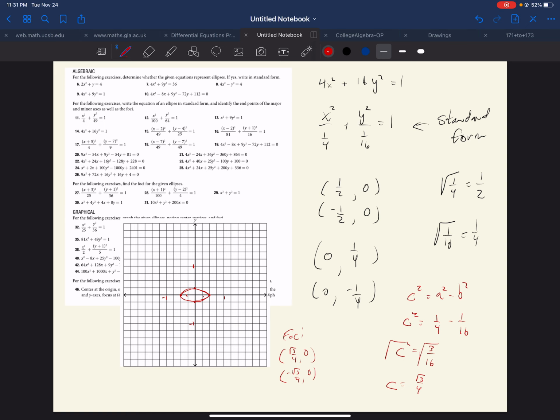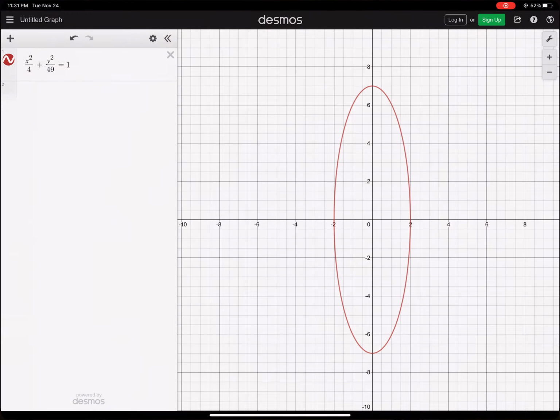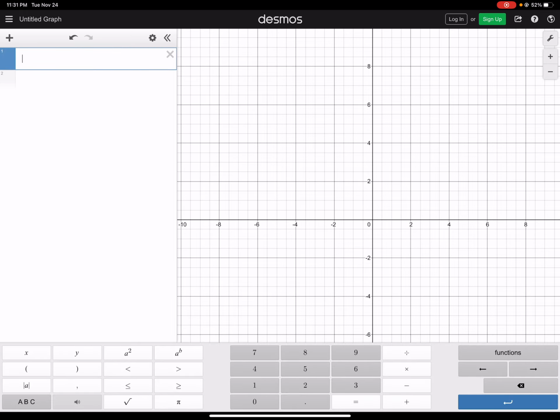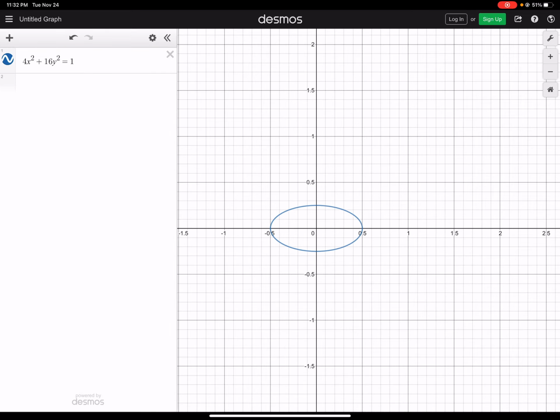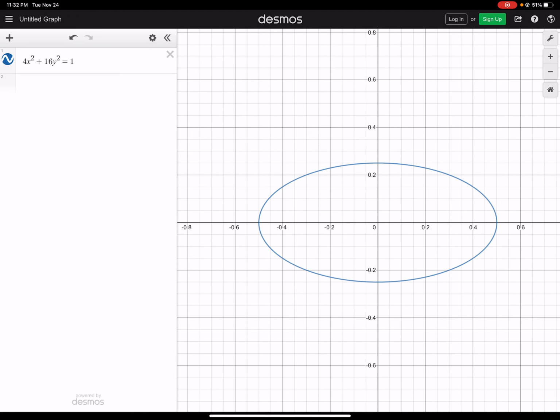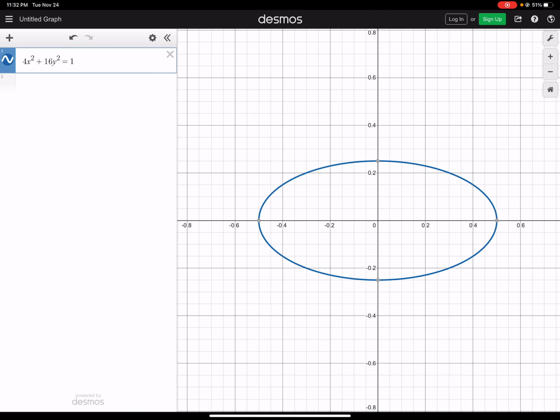I want to show you that problem now in Desmos. So in Desmos, if I just said 4x squared plus 16y squared equals 1, there it is when I zoom in on it. And if I select those endpoints of the vertices and co-vertices, you can see that it goes right a half and up and down a quarter.